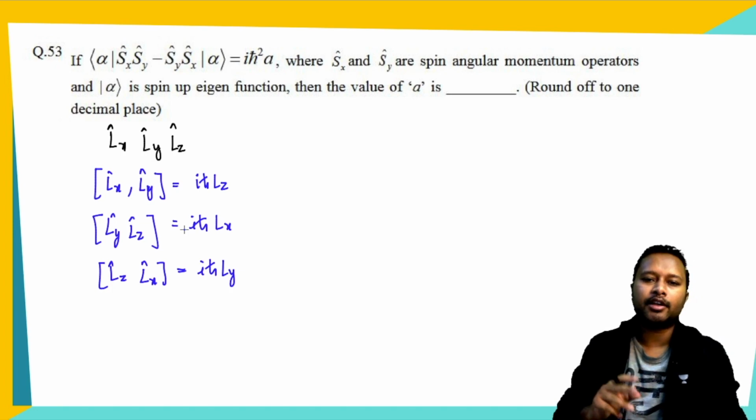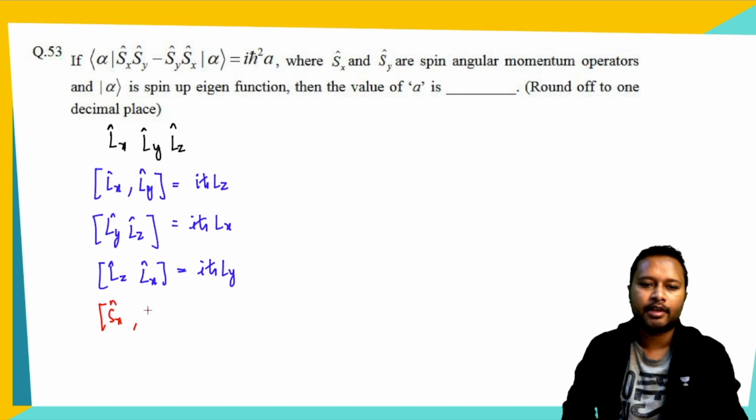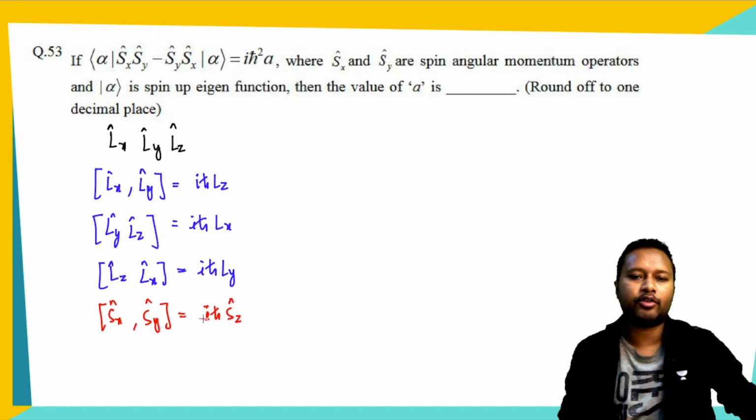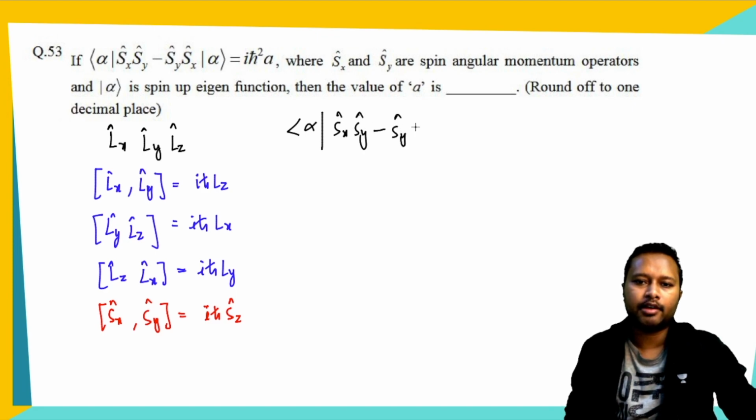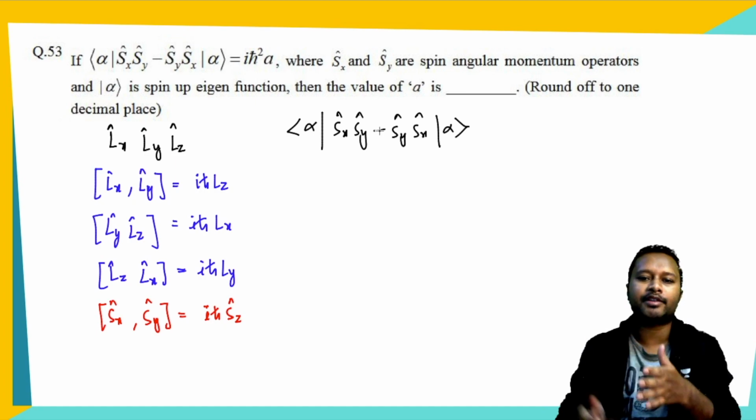Now in the same way, instead of Lx and Ly, you have Sx and Sy. That is a spin angular momentum operator, nothing different, so the same thing applies. If I have Sx and Sy commutator, that is equal to i h cross Sz. As simple as that. This is what we are going to apply. So see here, in the Dirac notation which is given to you, alpha, then Sx Sy minus Sy Sx, and then again the bra vector. The thing in the center is nothing but AB minus BA, right?